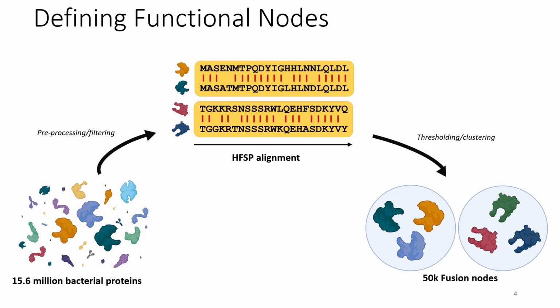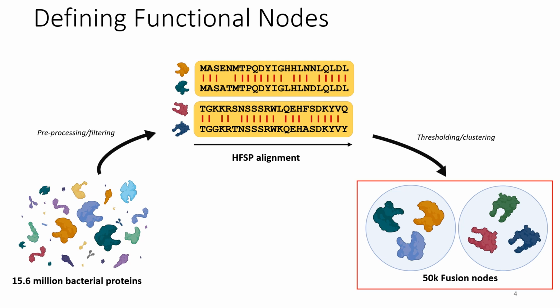Every node in our network is a collection of functionally similar bacterial proteins identified by HFSP, or homology-derived functional similarity of proteins. We start with an initial dataset of 15.6 million bacterial proteins retrieved from GenBank. After some initial preprocessing and filtering, we align these proteins based on their sequence identity and length. We then threshold the alignment scores and cluster similar proteins together, creating groups of functionally similar proteins, which we call fusion clusters. For this analysis, we take the largest 50,000 fusion clusters as nodes in our network.